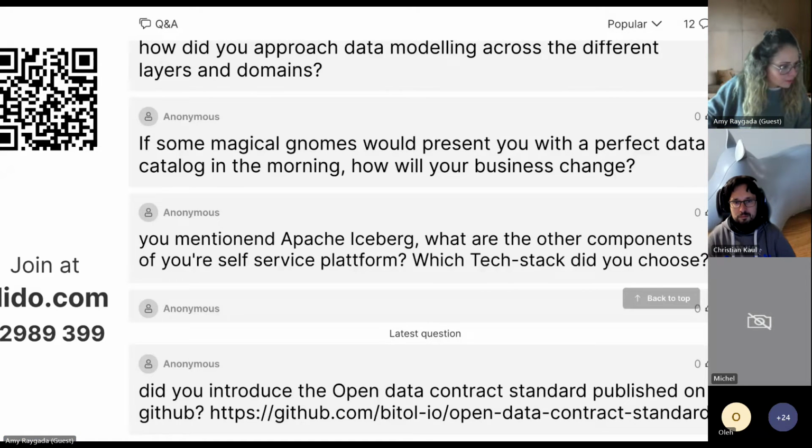No, I don't have that data. No, actually, we introduced this. Sorry, did you introduce the Open Data Contract Standard published on GitHub? No, we did something a bit different. Our solution was very much built in-house.